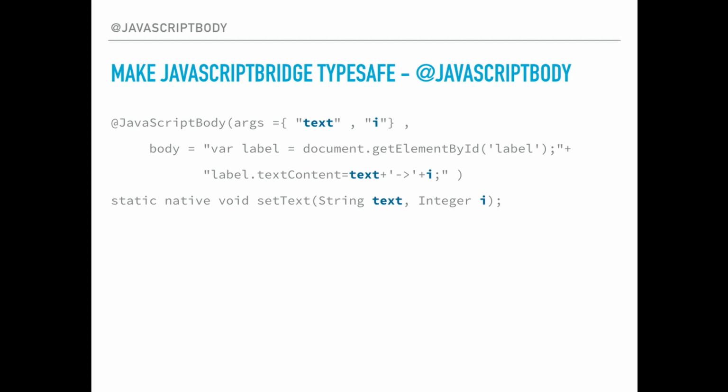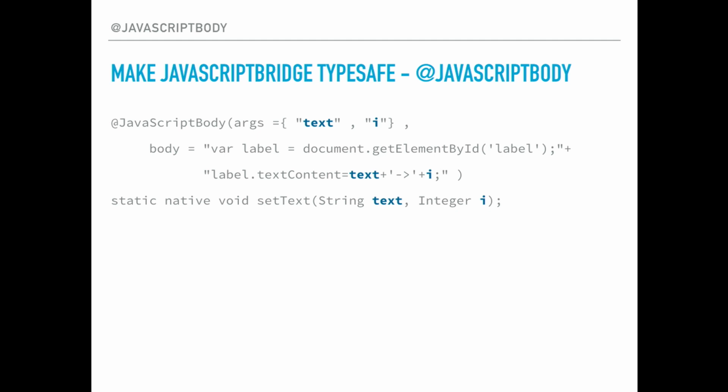And it has a body. And the body can contain JavaScript code. And through some magic, this is converted into a JavaScript call. So whenever you call this method, in the context of a web view, I will show you shortly how you do that, you can call setText, a simple Java method, and give it an integer and a string, and you're type safe, and this JavaScript code is going to be executed.